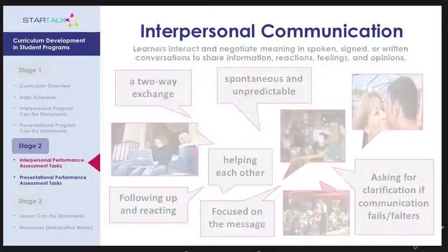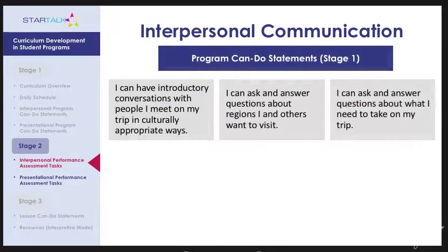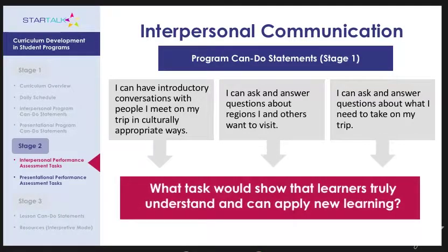The interpersonal program can-do statements were written in Stage 1. Developing the performance assessment tasks involves asking and answering the question that you see here. For example, I can ask and answer questions about regions I and others want to visit, then asking what task would show that learners truly understand and can apply new learning, showing their learning in the performance assessment task.